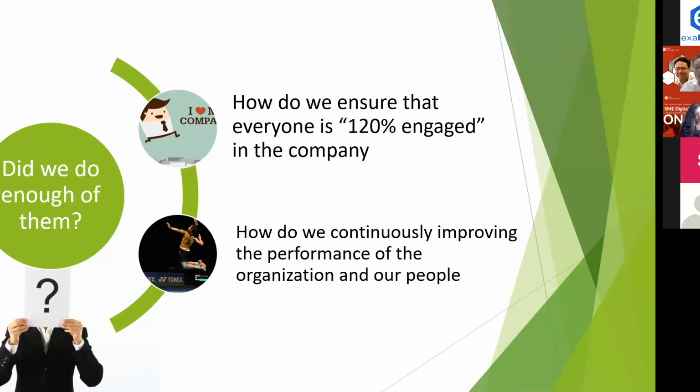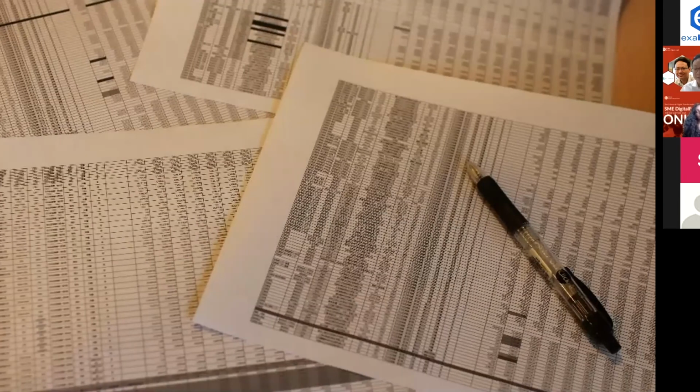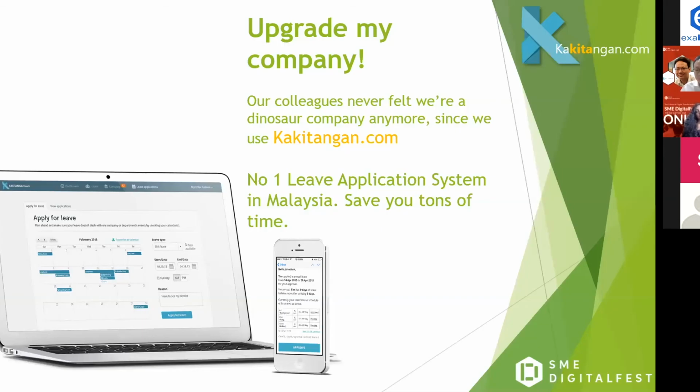So normally when we talk to a lot of SMEs, are you doing enough people engagement as well as performance management? Normally the answer is no. And we ask why. And typically that's the reason, right? So this is actually a picture from the customers that we have. Paper and paper and paper. That's why about 80% of them are talking about payroll and 20% are talking about paper forms, leave forms, claims forms. That's where Kaki Tangan started 5 years ago.